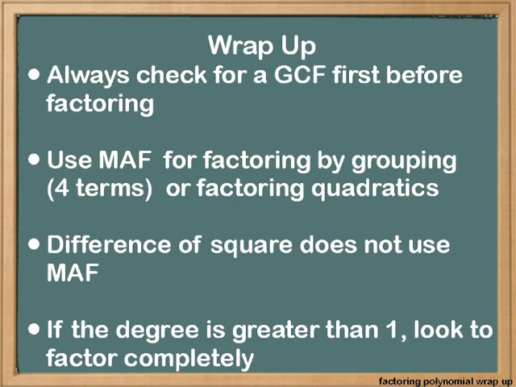Alright, so let's always look for the GCF when we are factoring. And when it comes to using that MAF, you'll use it when you have 4 terms, or if you have a power of 4 in your quadratic. And the difference of squares does not use an MAF. Just go ahead and break that down to a quantity that has a plus sign and a quantity that has a minus sign. Don't forget when you're in the difference of squares, look to see if you can factor that completely. If the degree is greater than 1 in any of your factors, look to factor it more. Break it down even more.